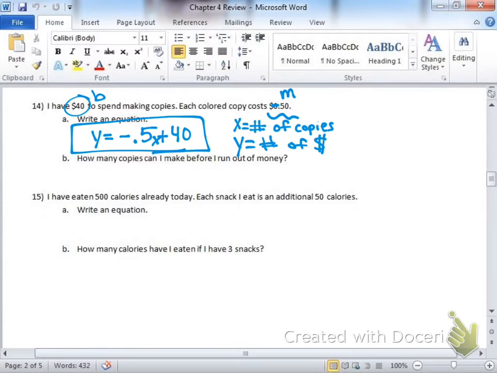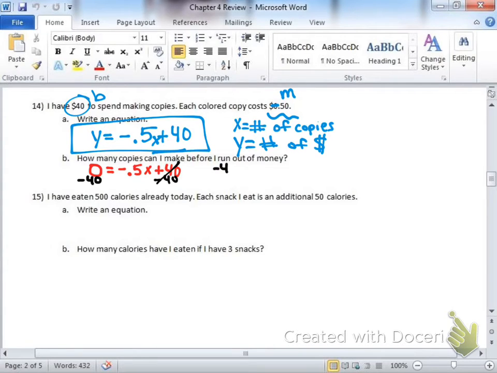$0. So I'm going to take the Y out, and instead I'm going to put a 0 in, because look, Y represents the number of dollars that I have. So take the Y out, put a 0 in. Still equals negative 0.5x plus 40. Now, previously the Y was already isolated, you could just do the math. Here the variable is right smack dab in the middle, so we need to get everything else away from the X. The way we do that is to undo addition and subtraction first. So I'm going to subtract 40 from both sides of the equal sign.